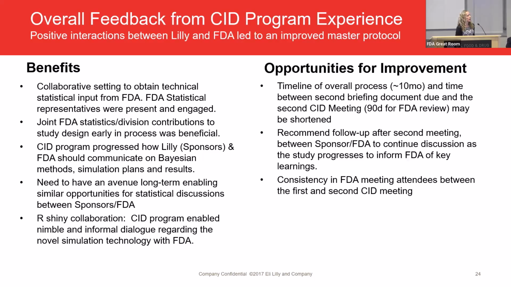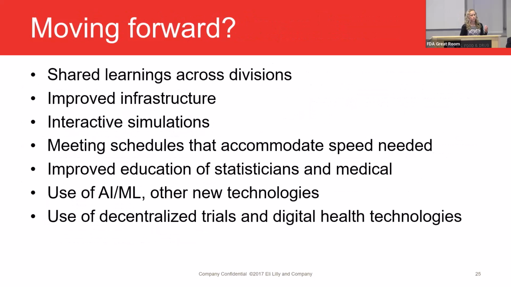And so finally, what are some things that we can think about moving forward, and maybe part of what we'll talk about, how do we continue to share learnings across divisions? We have taken additional master protocols into other divisions, and there are different types of feedback being provided, so how can we be more consistent across divisions in terms of the feedback and the expectations? I mentioned improving the infrastructure, continuing to look for cutting-edge technology to enable us to be faster as we evaluate simulation results and interactivity.